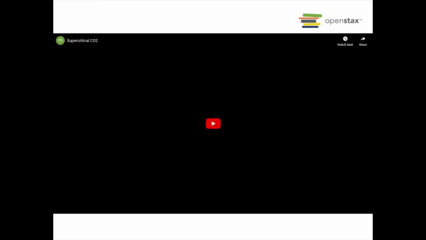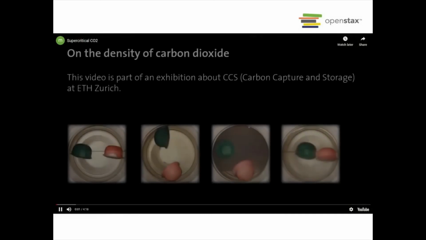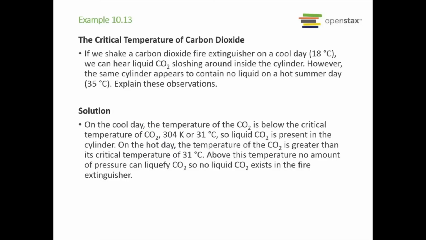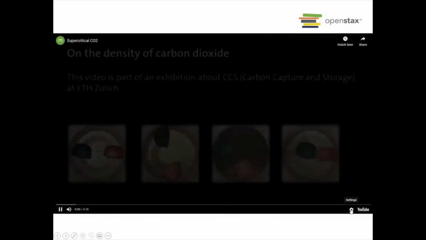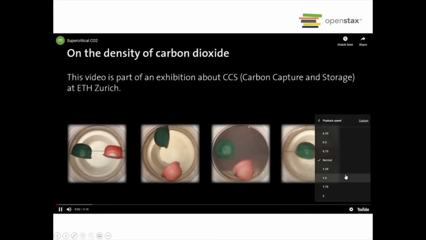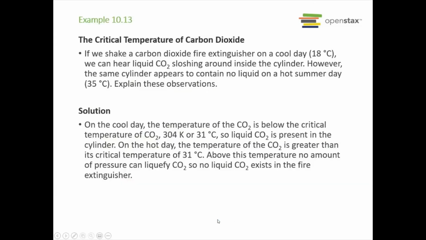So we'll quickly go through the video. OpenStax has a link to this online. But we are going to look at it. I'm going to increase the playback speed. Let's do 1.75 here.